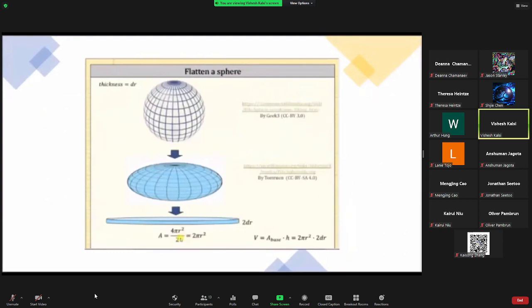For this, we're going to squish the ball, which might look something like this squished ball, the one that's oblique right here in the center. We're going to eventually obtain a cylinder with a height equal to 2dr and the area of the base equal to 2 pi r squared. To find the volume of the cylinder obtained, we just multiply the area of the base with its height, that's 2dr, and the area of the base, that's 2 pi r squared.